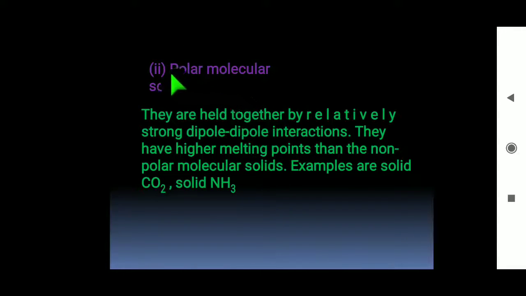Next, we are going to see the polar molecular solids. They are held together by relatively strong dipole-dipole interaction. They have higher melting points than the non-polar molecular solids. Example, solid carbon dioxide and solid ammonia.